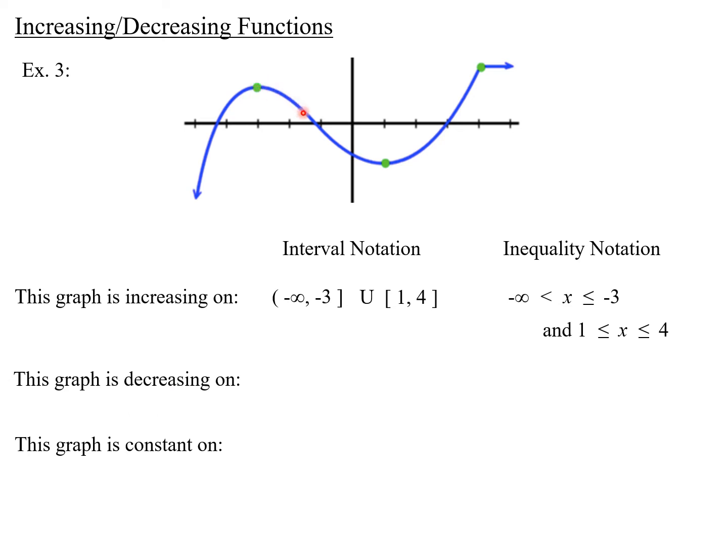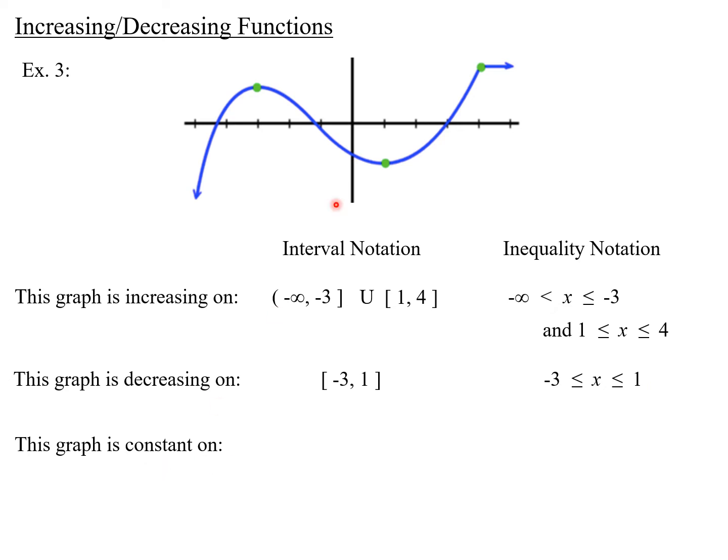Where is the function decreasing? It's decreasing in this interval, from x equals -3 to x equals 1. We're going to use closed brackets for inclusive. In inequality notation, we can write it like this: x is between -3 and 1, inclusive on both boundaries.